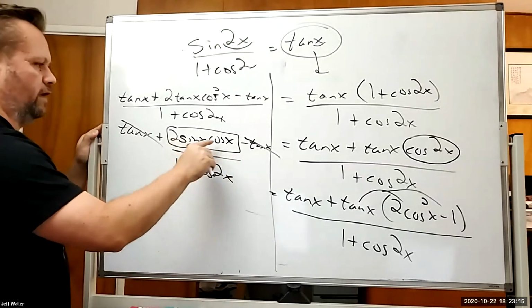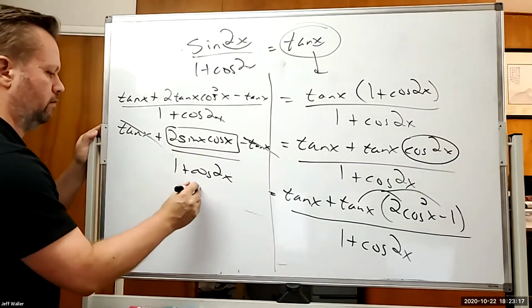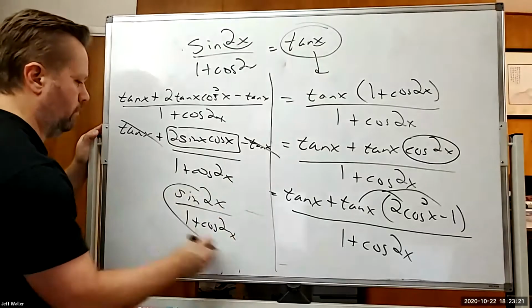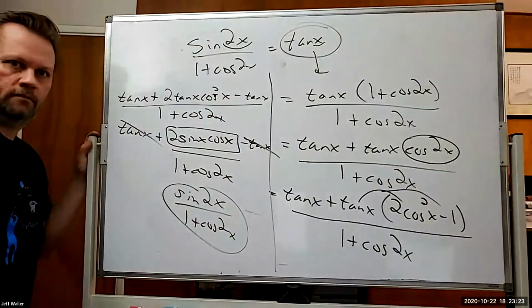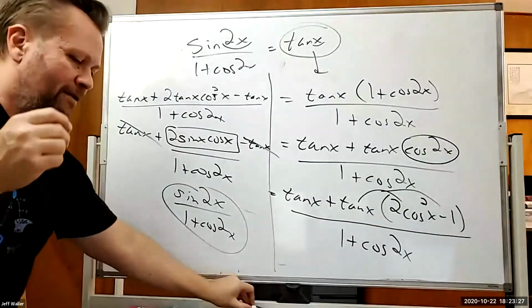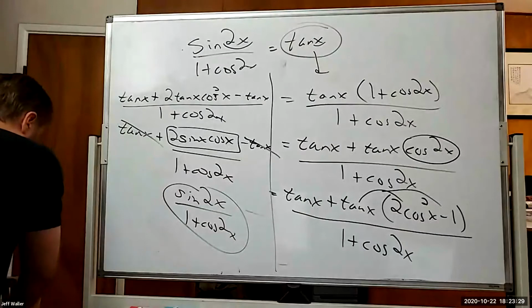And what is 2 sine x cosine x? It's sine 2x. Done. Freaky. And I really want you, all right, I'm sorry.